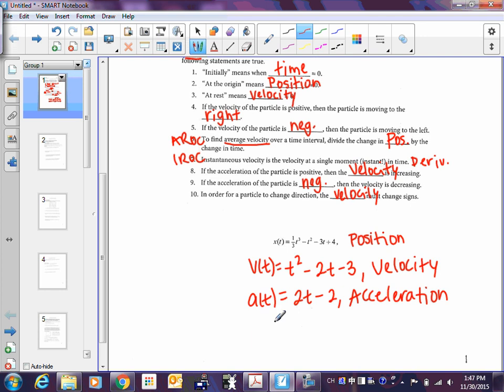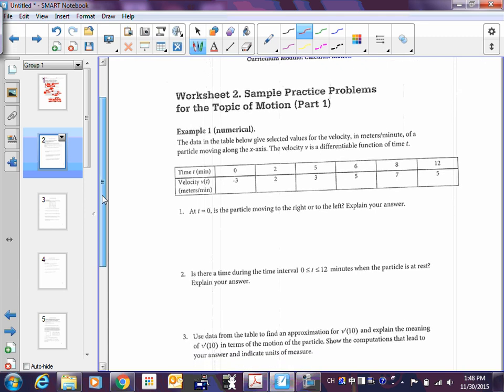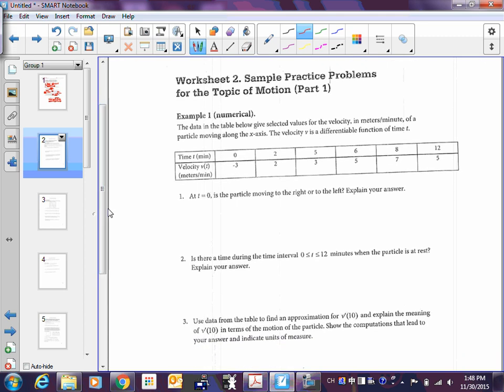Before we get more into that, I want to look at a table. Okay, because these problems are a little bit more conceptual. Some of you are going to like these more because you really don't have to do a whole lot of work, but you do have to do some analyzing. Okay, so I want you to read through this and look at the table and see if you can have a picture of what's going on with the particle.